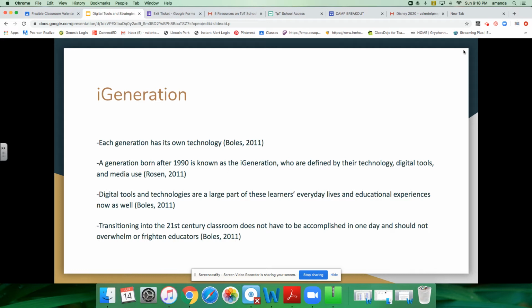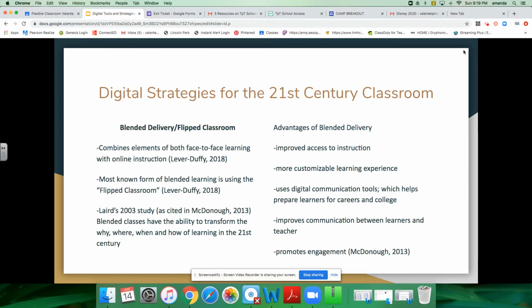These digital tools and technologies, like I said before, are in our learners' everyday lives. We have to expand the educational purposes for these technologies and teach them about how they can use them for learning and for academics. And remember, transitioning into this 21st century classroom does not have to be done today, tomorrow, overnight. It shouldn't overwhelm or frighten anyone, but every year, we can take a step in the right direction.